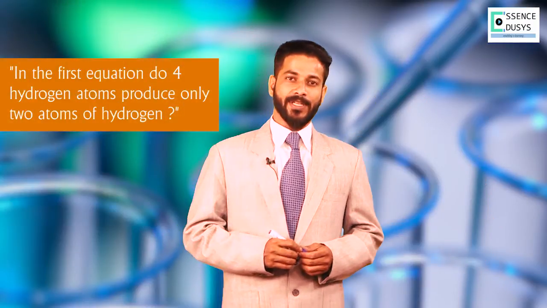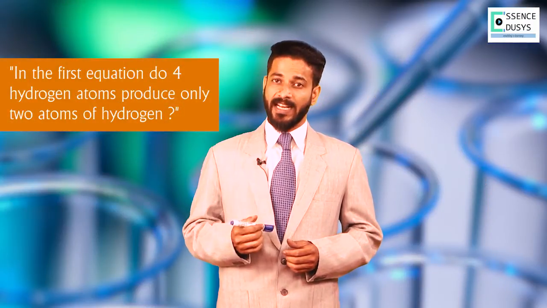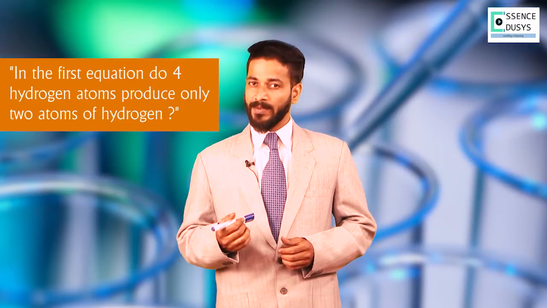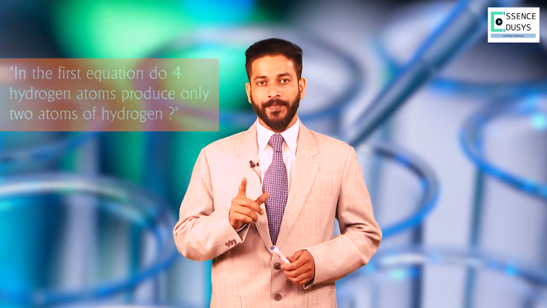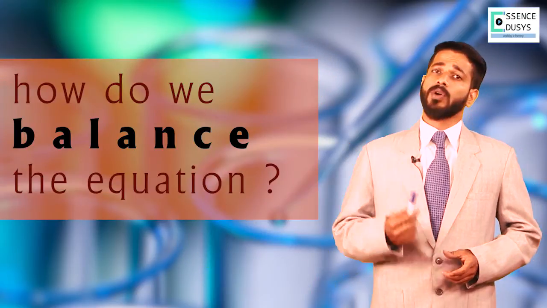In the first equation, do 4 hydrogen atoms produce only 2 atoms of hydrogen? No. According to the law of conservation of mass, matter is neither created nor destroyed. Hence, the number of atoms of each element on the left hand side must be equal to the number of atoms of the same element on the right hand side. The act of doing so is called balancing the equation. So how do we balance the equation?